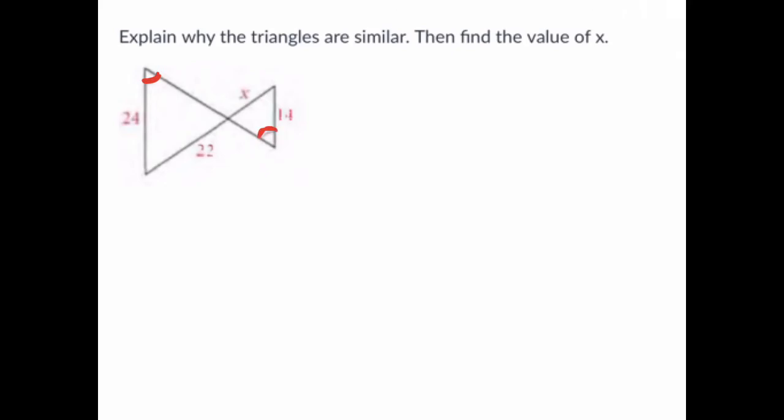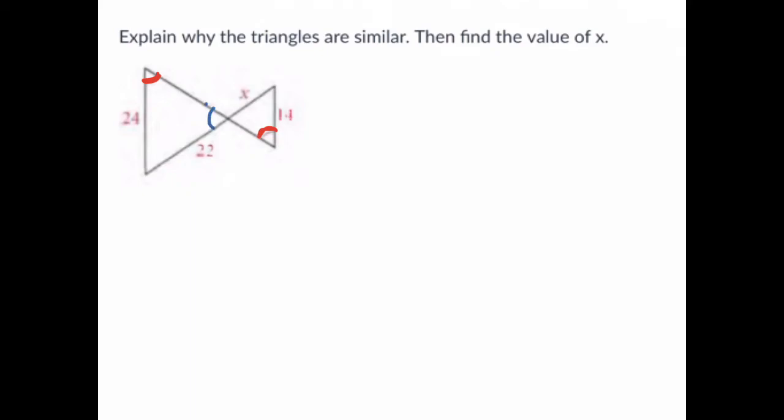Notice, however, it's very important that this angle on the big triangle does not have both sides around it. It only has one. Therefore, side angle side isn't going to work. And since we don't have this side here, side side side also isn't going to work. So the only option we have left is angle angle, but they've only given us one angle.